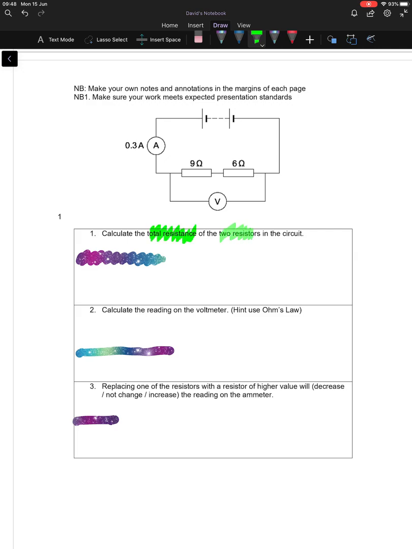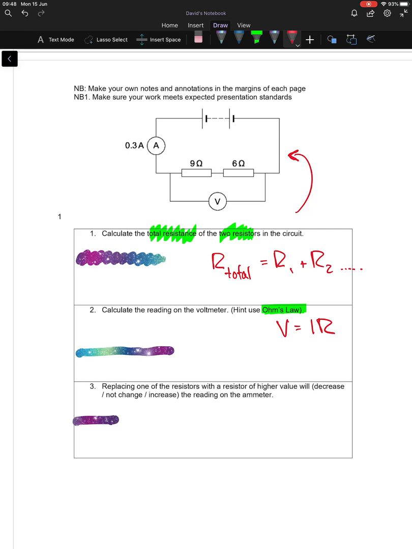Calculate the total resistance of 2 resistors in a circuit. So what have we learned already? R total, if you look back in your notes, you'll see equals R1 plus R2, etc. Have a look at the second question. Calculate the reading on the voltmeter. Ohm's law. Remember, Ohm's law is V equals I R.